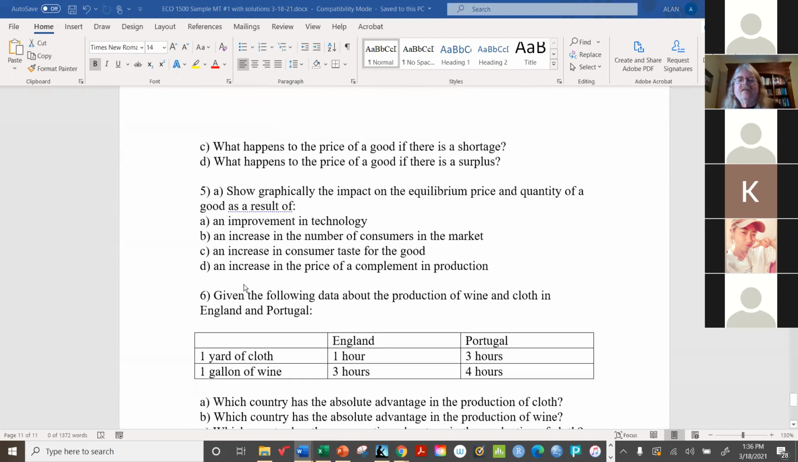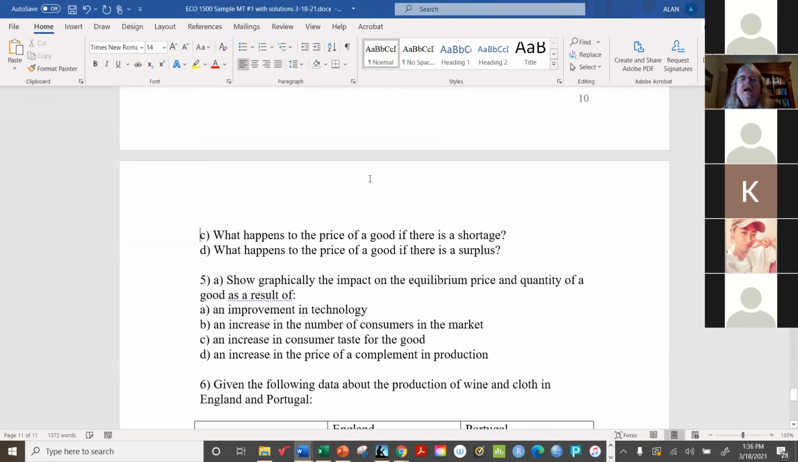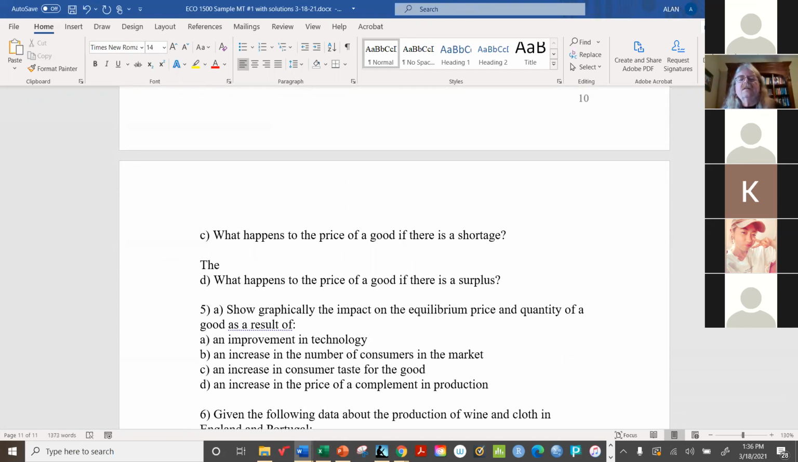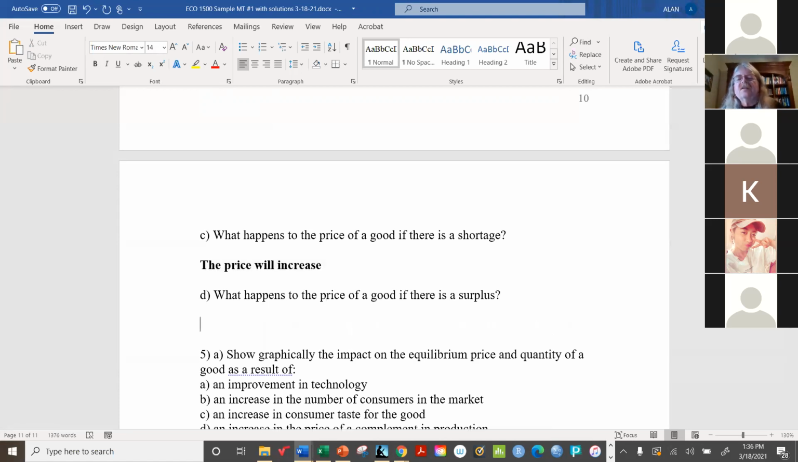You'd think that would be all of it, but no, you would be wrong. There's still plenty more to go. If there's a shortage of a good, then the price will increase. It's just that simple. All right. The price will increase because people are willing to buy this good. They want more of it than is being made available to them. And so naturally, the price has to go up. If there's a surplus, there's too much being produced at such a high price, the price will decrease.